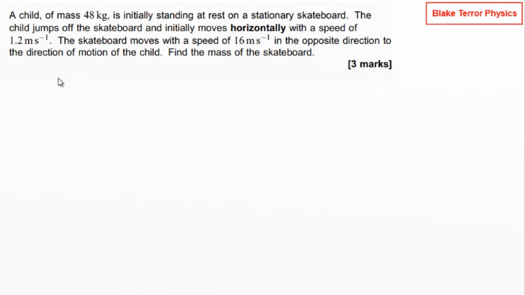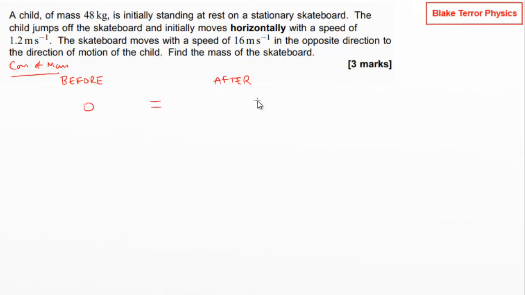Okay, so we need to do a sort of before and after type thing going on here. It's nice to have a standard approach. So we can do before and we can do after. We probably want to mention somewhere as well that we're doing conservation of momentum, so we can make a note of that. And then we can say initially our momentum is 0 because everything's stationary. The child's not moving, the skateboard's not moving, so we've got nothing at the start, and that is going to be equal to what we've got going on afterwards.